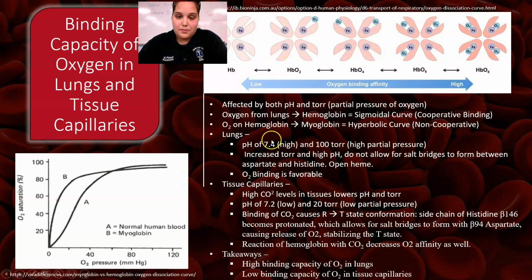Also, something else that helps with the oxygen coming off the hemoglobin is that the hemoglobin will react with the CO2, and it decreases the O2 affinity as well. So the takeaway from this is that there is a high binding capacity in the lungs and a low binding capacity in the tissue capillaries.